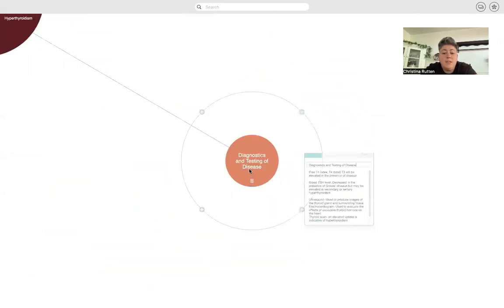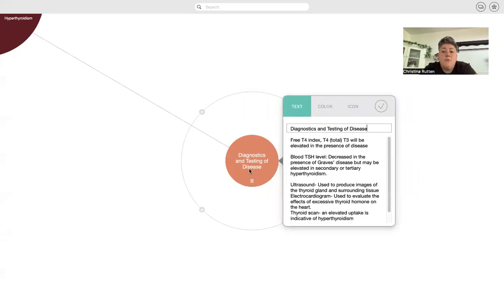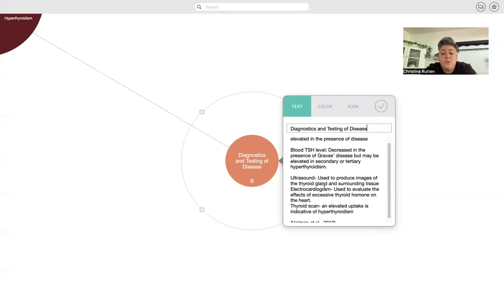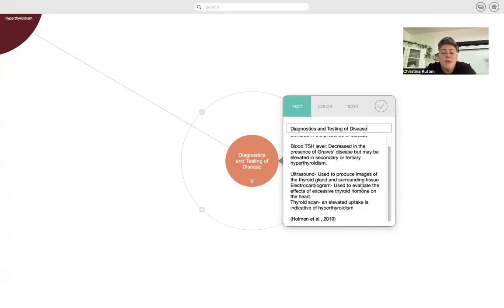Diagnostics and testing of disease. Free T4 index, total T4, and T3 will be elevated in the presence of disease. Blood TSH level will be decreased in the presence of Graves' disease, but it may be elevated in secondary and tertiary hyperthyroidism. An ultrasound is used to produce images of the thyroid gland and surrounding tissue. Electrocardiogram is used to evaluate the effects of excessive thyroid hormone on the heart. A thyroid scan will have an elevated uptake, and that is indicative of hyperthyroidism.